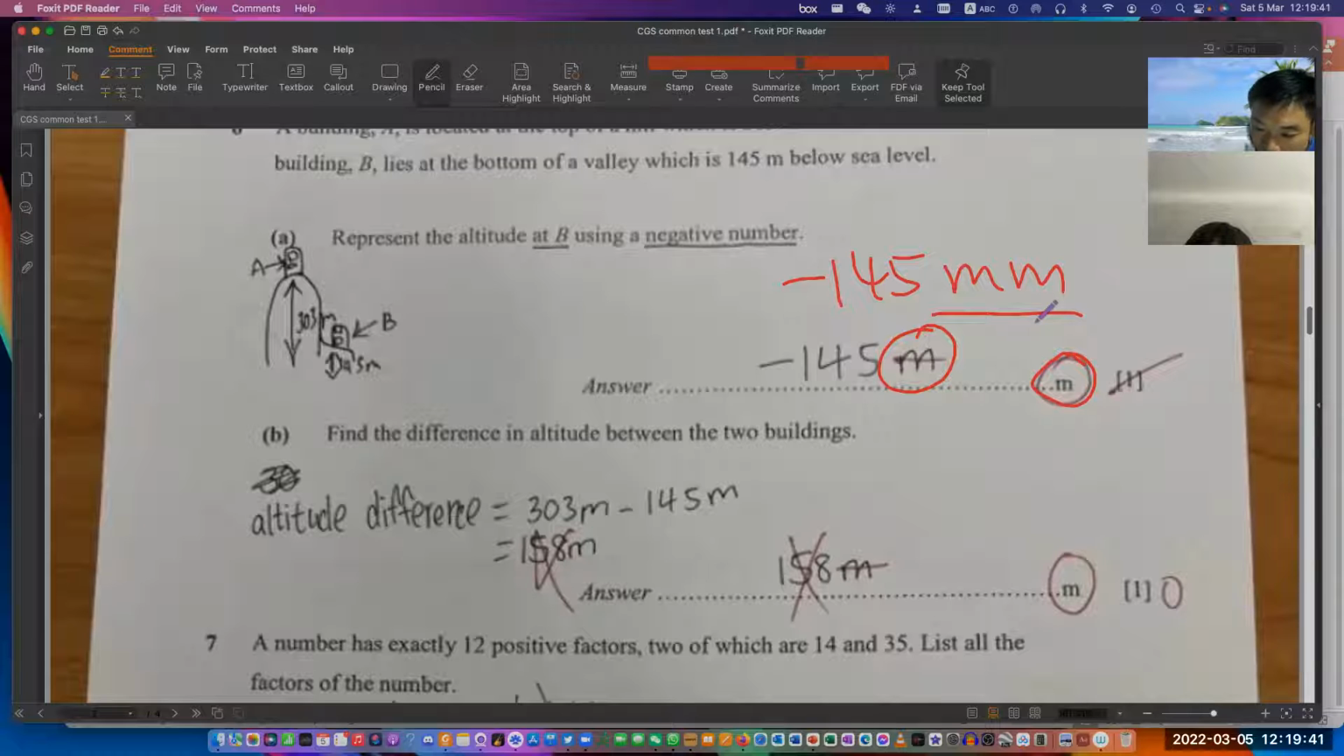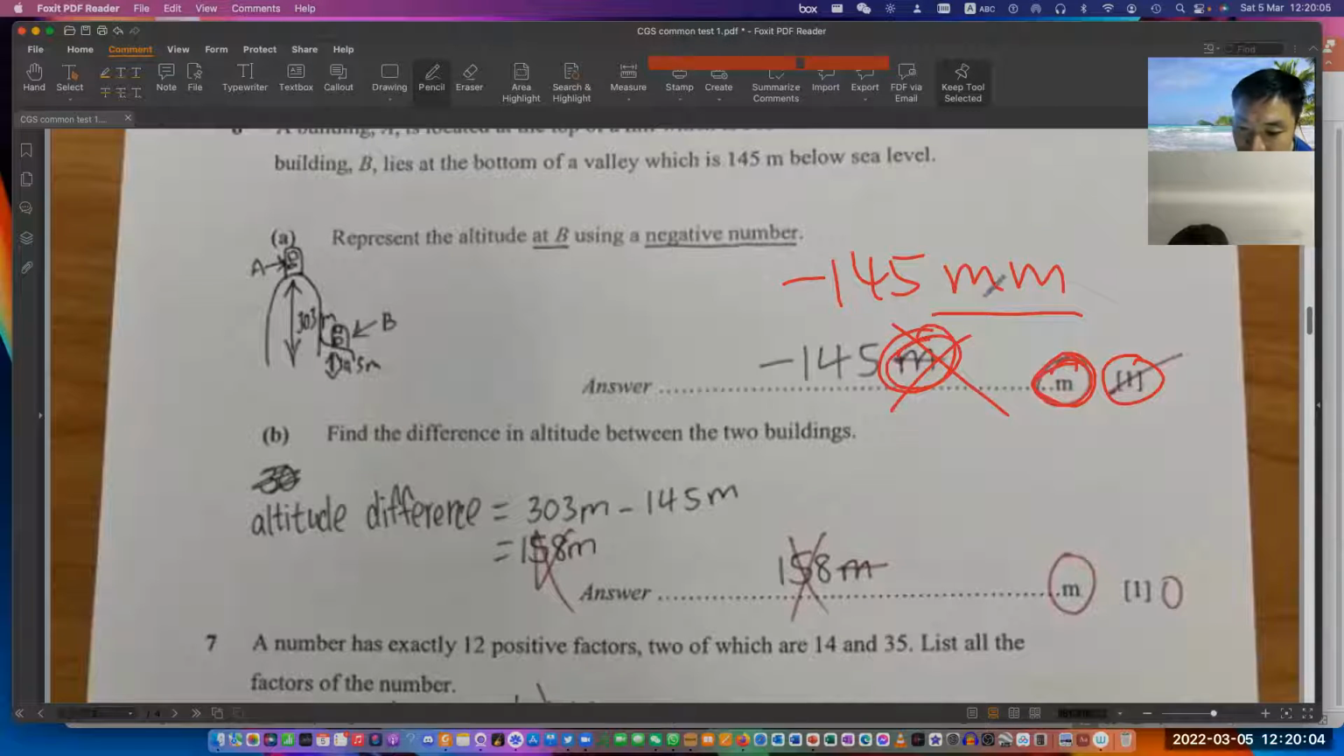Okay, so why do you get this 1 mark? You're not supposed to get a 1 mark. That's why I say there are areas where you're not supposed to get the marks, but somehow your teacher is so lenient to you, so you get a mark. What is this? People already give you the unit and you still go and write the unit.